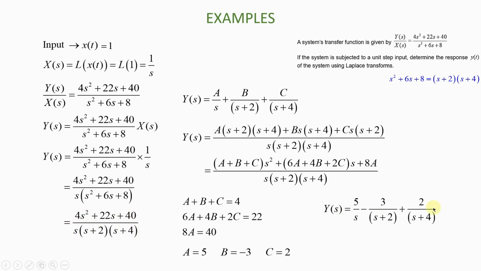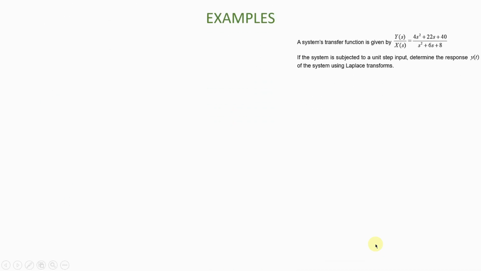But if you look at this, in the table, you can easily find an expression that looks like that, and then one that looks like this, and then one that looks like that. And so it becomes very easy for you to work it out, okay? And so this is what we have for our Y(s). Now we need to find y(t) because the question is asking us to determine the response y(t).